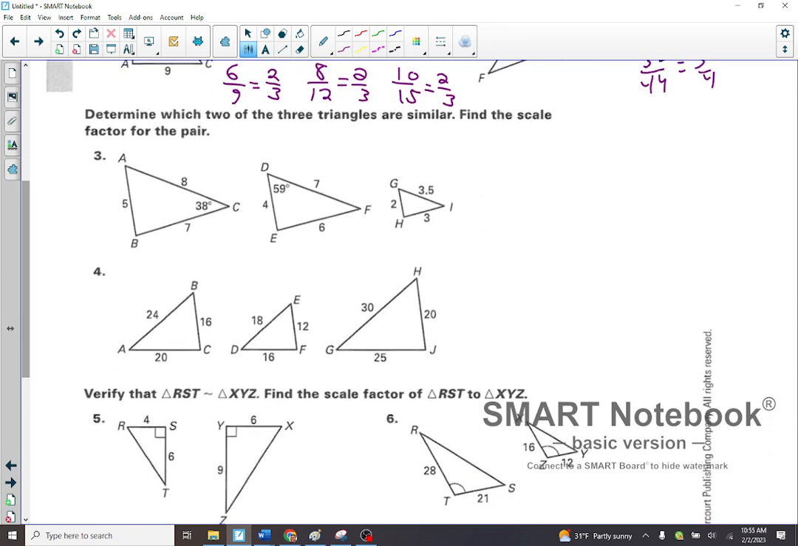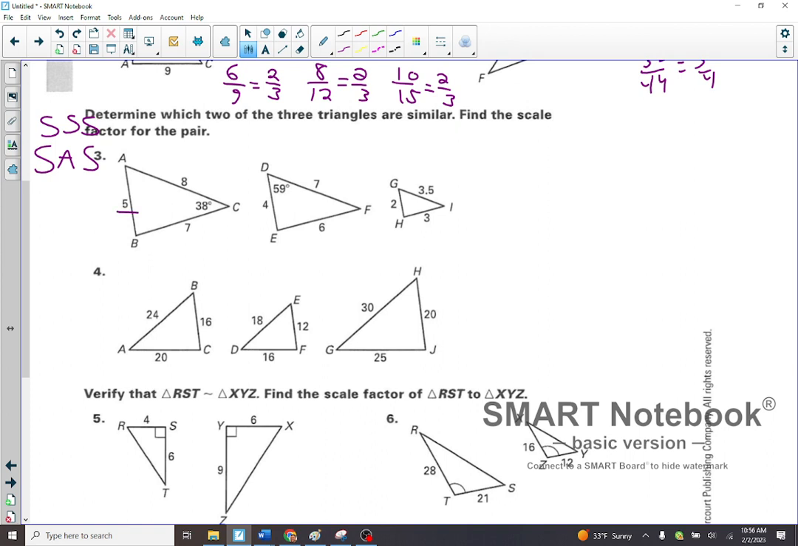All right. Determine which two of the three triangles are similar. Now, for triangles to be similar, there are two ways to do it. You could have all three sides similar, which is side, side, side. If you're missing one of the sides, you could do side, angle, side. That means the two sides and the angle in between are similar. The sides are 5, 8, 7.